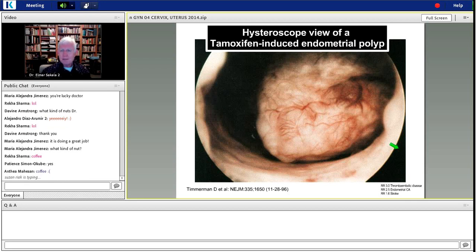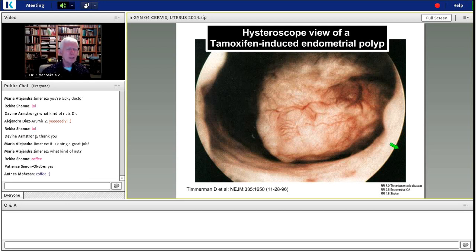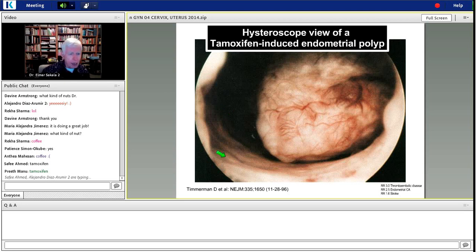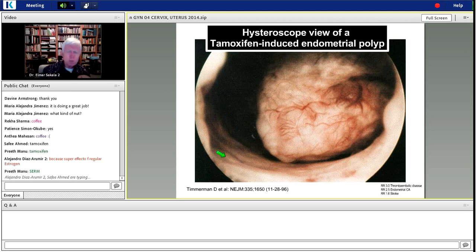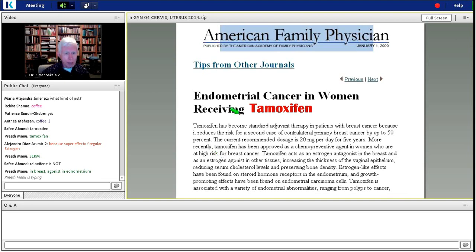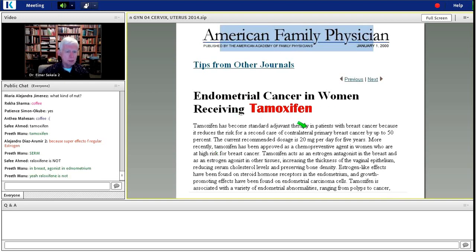Okay, before we end this chapter, this is a good board question. What selective estrogen receptor modulator is associated with increased endometrial cancer and hyperplasia? And that is tamoxifen. Tamoxifen is a selective estrogen receptor modulator, SERM. SERMs are associated with estrogen agonist effects on some tissues and estrogen antagonist effects on other tissues. Tamoxifen is an estrogen antagonist on the breast, but it is an estrogen agonist on the endometrium. So you need to watch for endometrial cancer in women receiving tamoxifen.